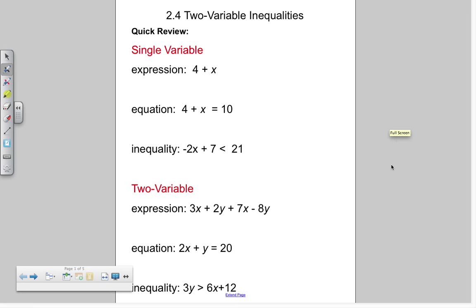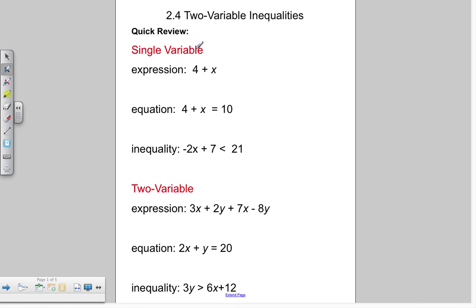Okay, 2.4, two variable inequalities. So this one, I'm going to start with a quick review, and I'm going to try to make this one faster than the last few, because I think we can do this one quicker. Okay, so quick review. Single variable expression, 4 plus x. We can't do anything with an expression except for simplify it or plug something in. Okay, remember no equal sign, no answer.